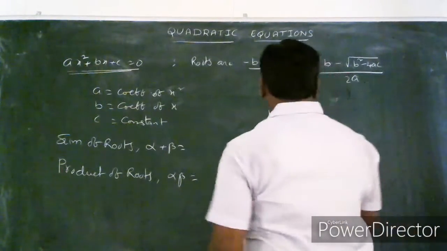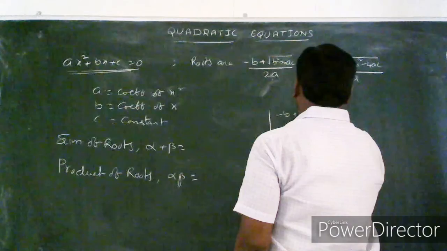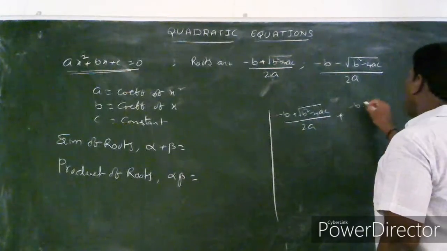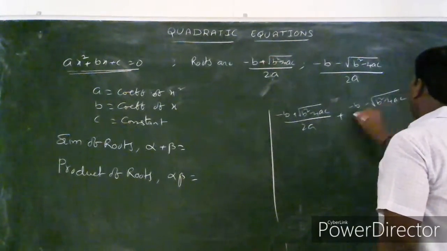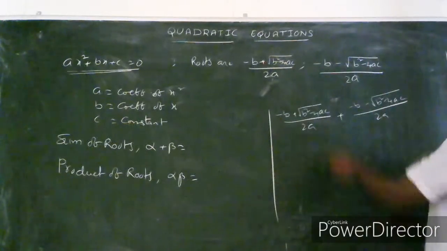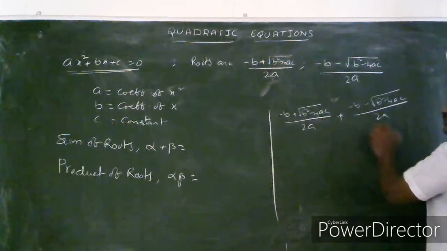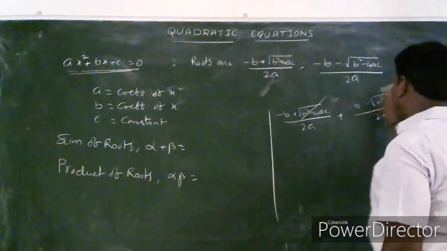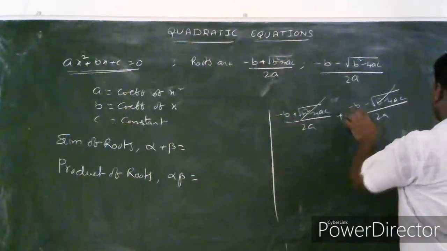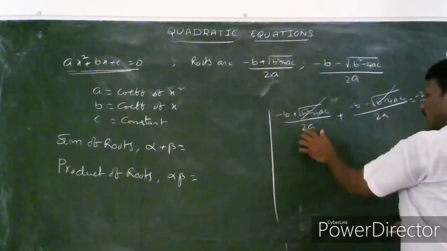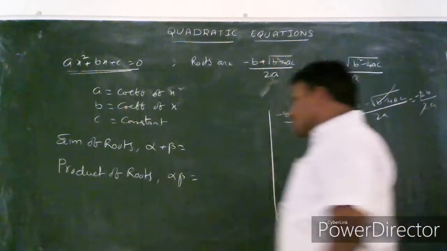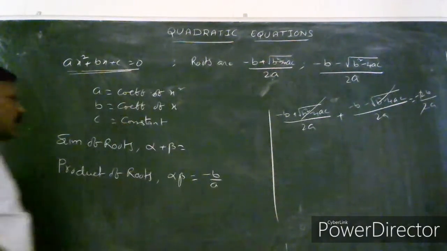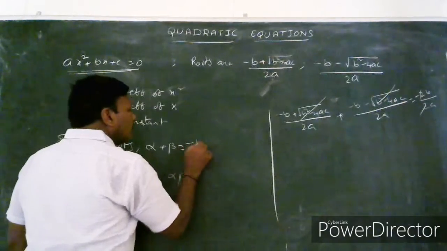Sum of roots means minus b plus root of b square minus 4ac by 2a plus minus b minus root of b square minus 4ac by 2a. Here and here both have the same LCM. So plus root of b square minus 4ac and minus root of b square minus 4ac both cancel. Minus b minus b is minus 2b by LCM 2a, the 2 cancels. So the formula is minus b by a.